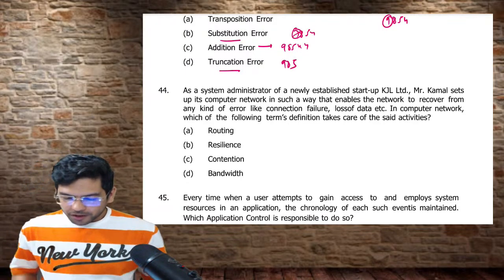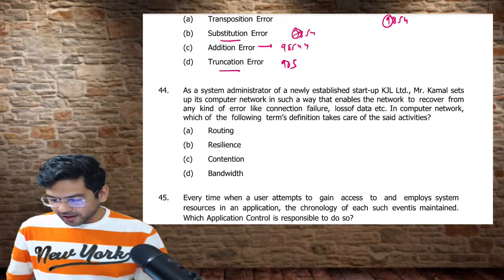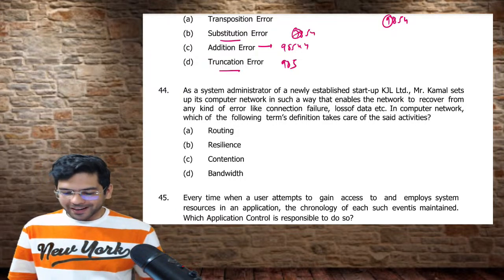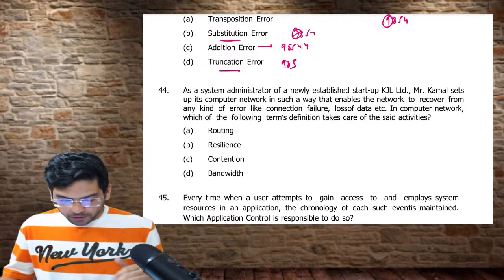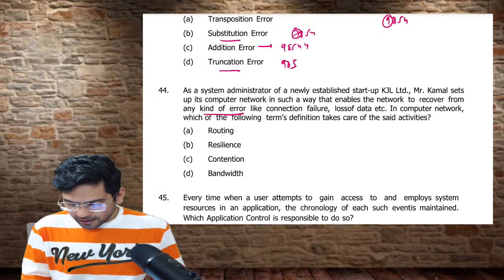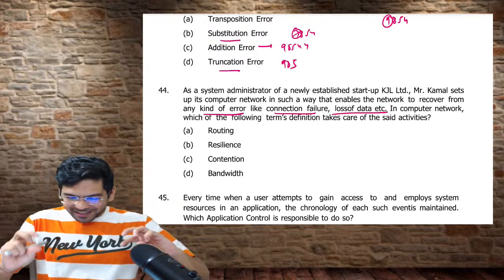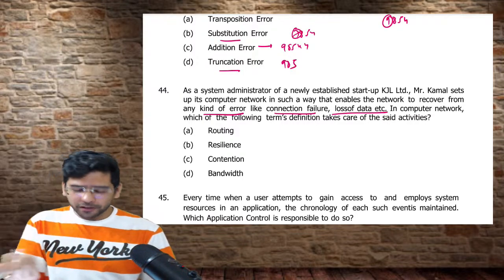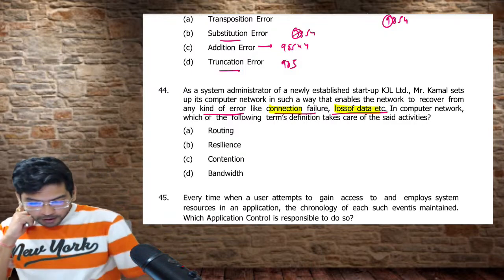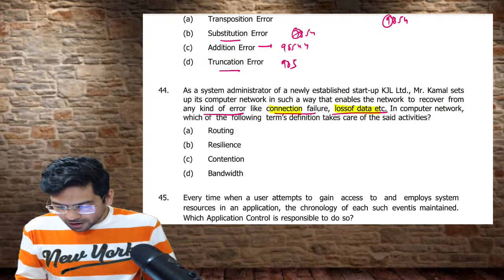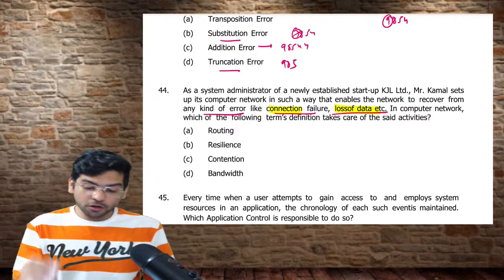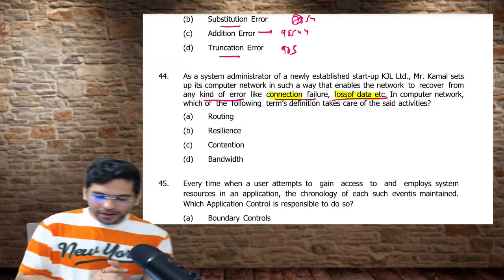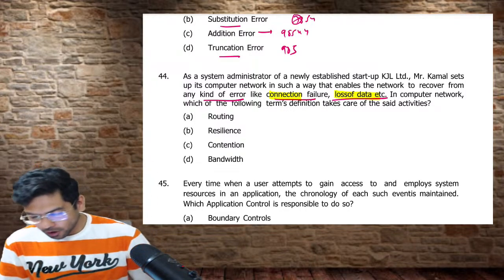Next, question number 44. As a system administrator of a newly established startup, KJL Limited, Mr. Kamal sets up its computer network in such a way that enables the network to recover from any kind of error like connection failure, loss of data, etc. So in a computer network, which of the following terms takes care of the said activities? A good question. I like this question. Yes, I want you guys to answer this.